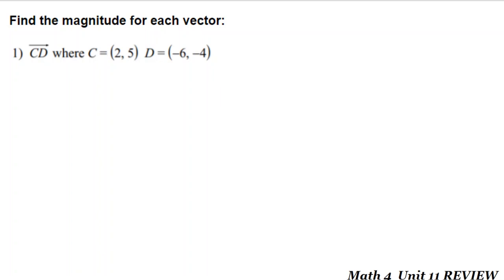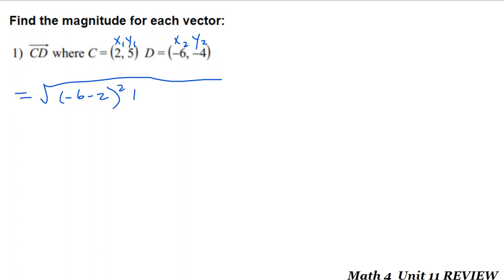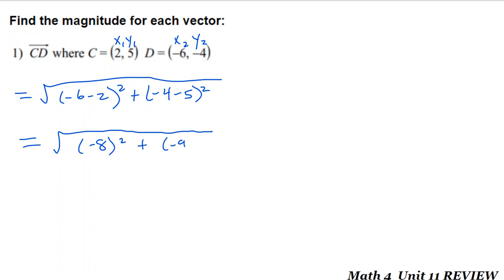All right, we're starting out with magnitude, which of course should be a question of distance formula. And so we're going to wind up with -6 minus 2, square that, -4 minus 5, square that. So we'll have -8 squared plus -9 squared, which will give us 64 and 81, which is the square root of 145. Basically, just a little bit over 12.